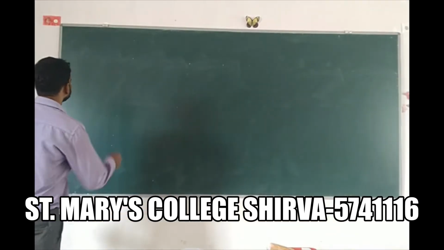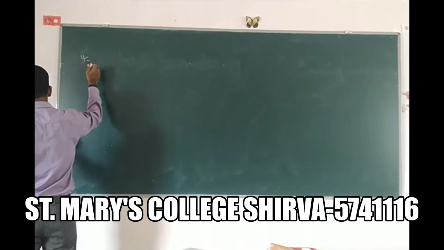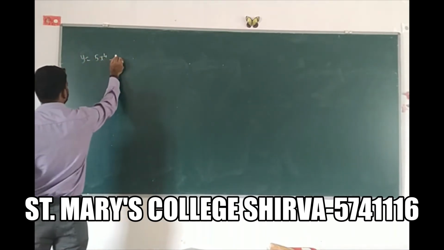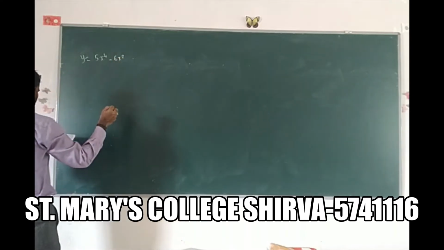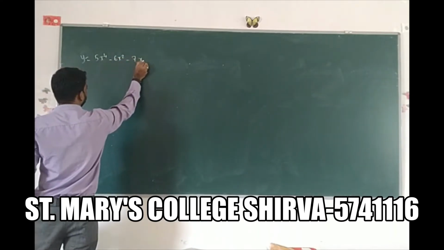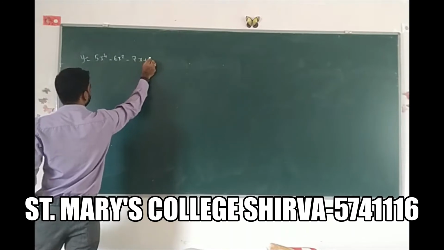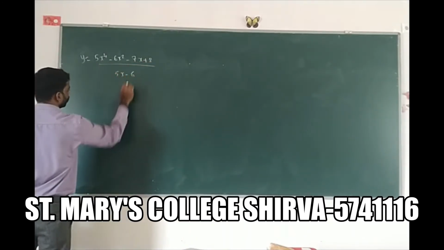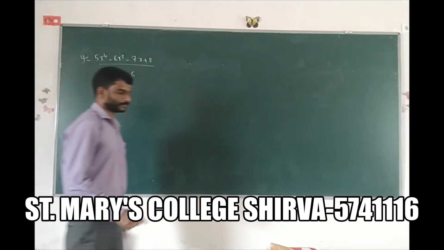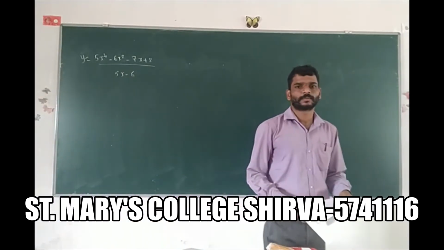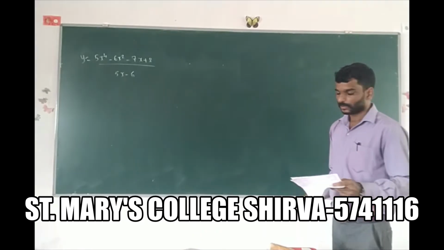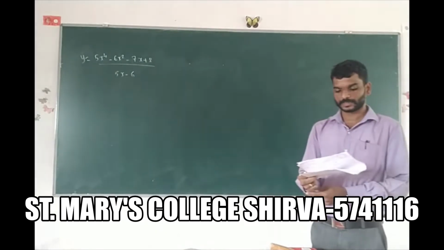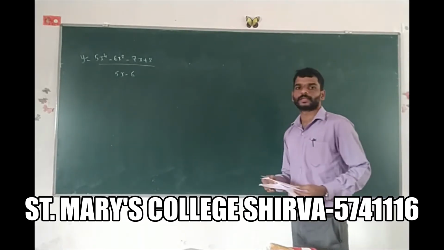Next problem: y equal to 5x power 4 minus 6x square minus 7x plus 8, divided by 5x minus 6. Okay, this is the given problem. y equal to 5x power 4 minus 6x square minus 7x plus 8 divided by 5x minus 6.